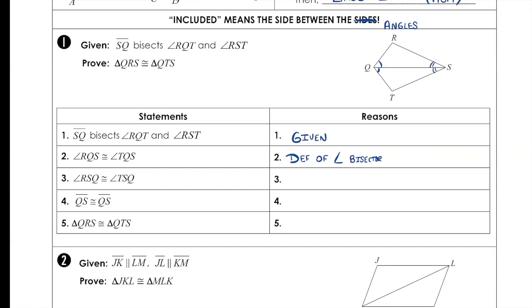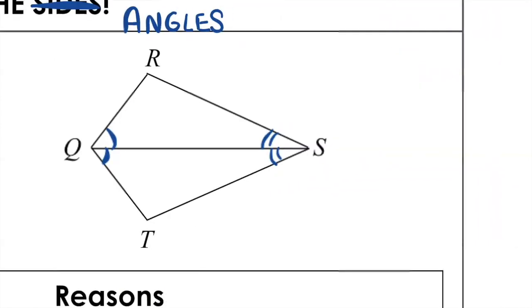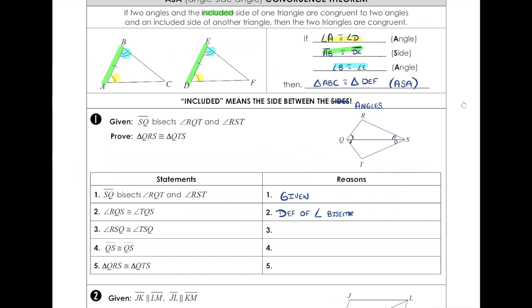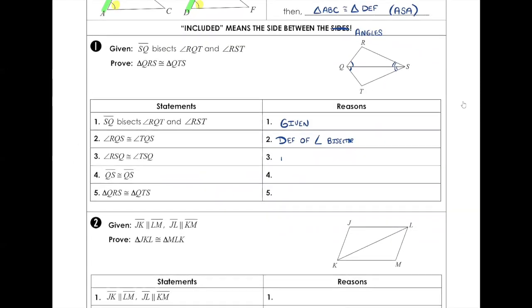Good. Number 3, how do we know angle RSQ and angle TSQ are congruent? What allowed us to make that mark on our diagram? So let's go to our picture, angle RSQ and angle TSQ. If we go to our picture, it would be this angle and that angle. What created those two congruent angles? Yeah, that SQ is the bisector that created those two congruent angles. So again, it's definition of angle bisector.